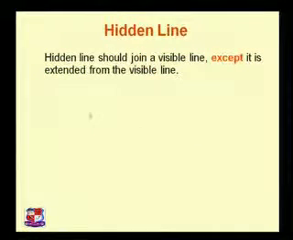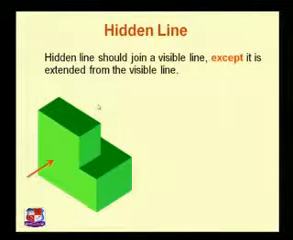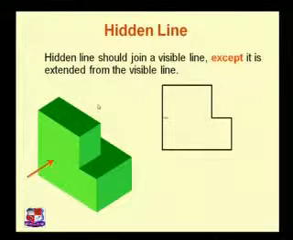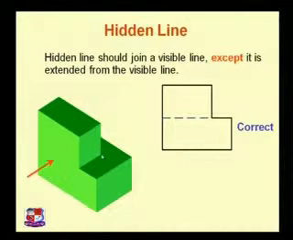Hidden line. What is a hidden line? A hidden line should join a visible line except where it is an extension of the visible lines. This is an object, we are looking from this direction. So this is the view and this is the dotted line which shows this corner. This is the correct way to show a hidden line.